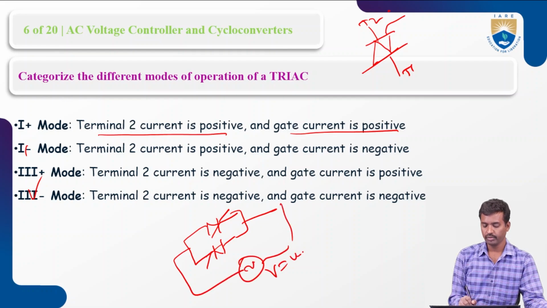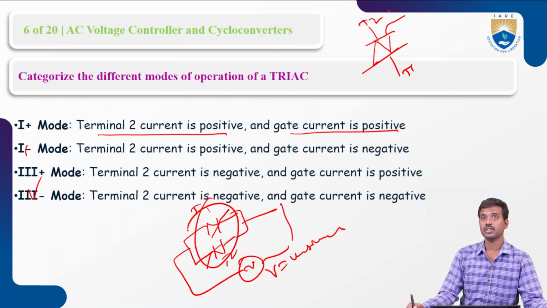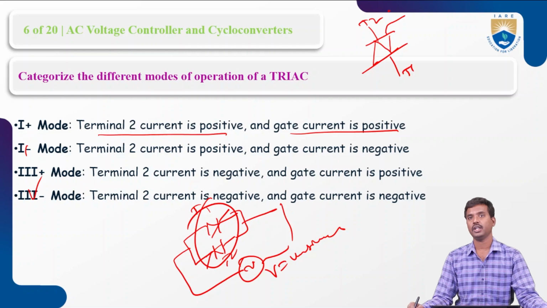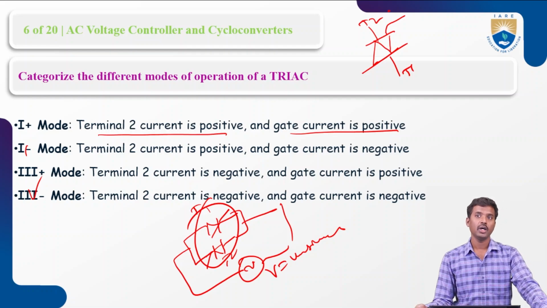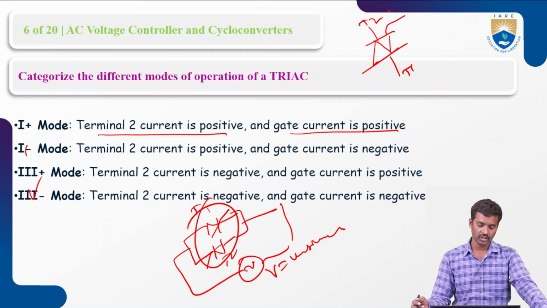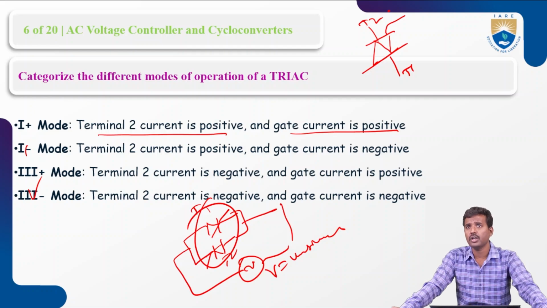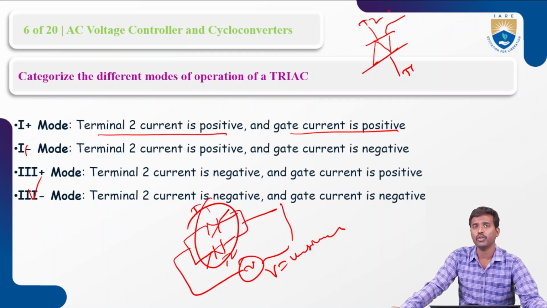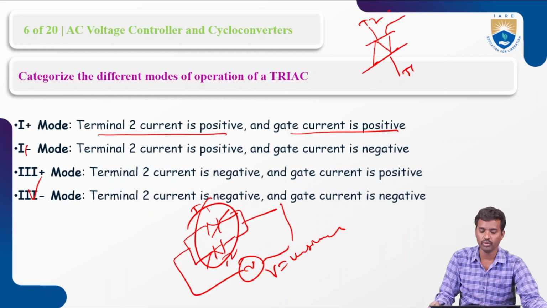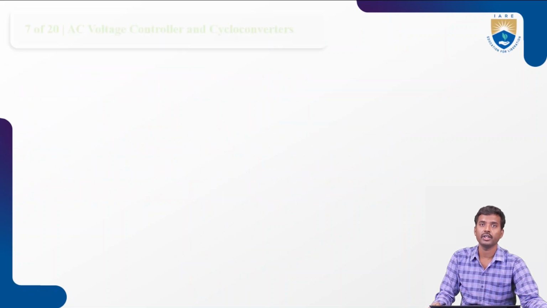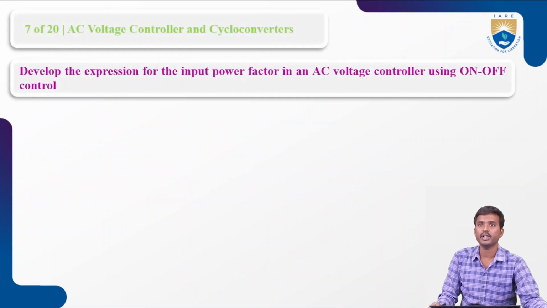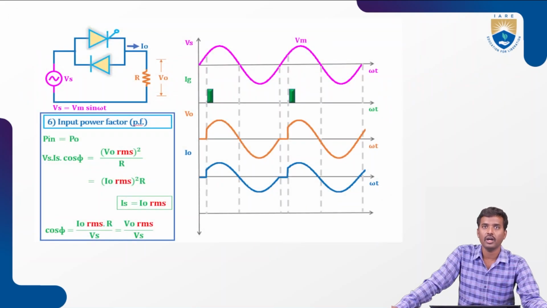So V equals Vm sin omega t, T1 and T2. In place of 2 thyristors, a triac means 2 thyristors connected in parallel. So this operation can also be connected in the case of an AC voltage controller. In this case also, the same operation and the same output voltage waveforms we will get in an AC voltage controller using triac.